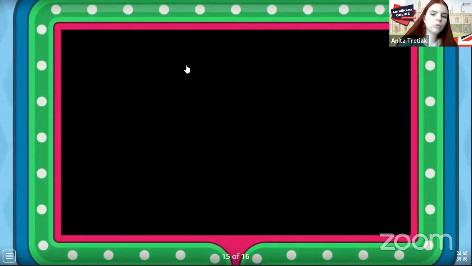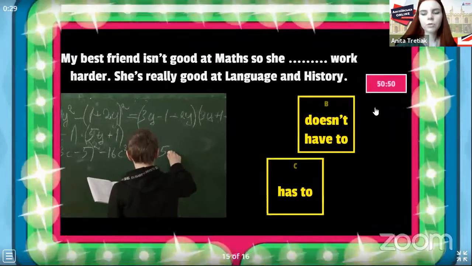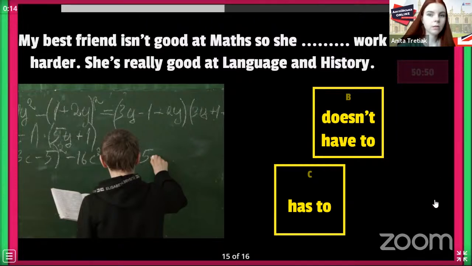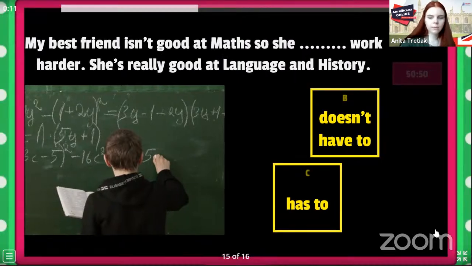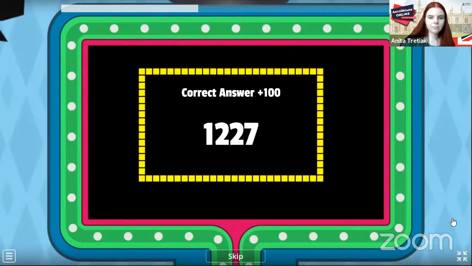And we've got 2 more. Let's do this. My best friend isn't good at math, so she has to work harder. She's really good at language and history. Let's pick 50-50. It's like we will have to choose between 2. Doesn't have to, so or has to. Okay, you think it's B or C. Let's have this one. And that was right. Good.